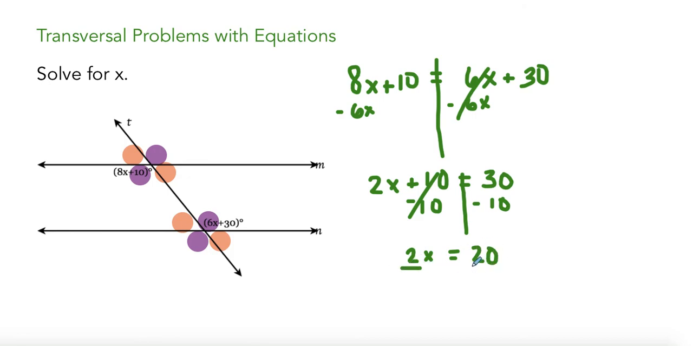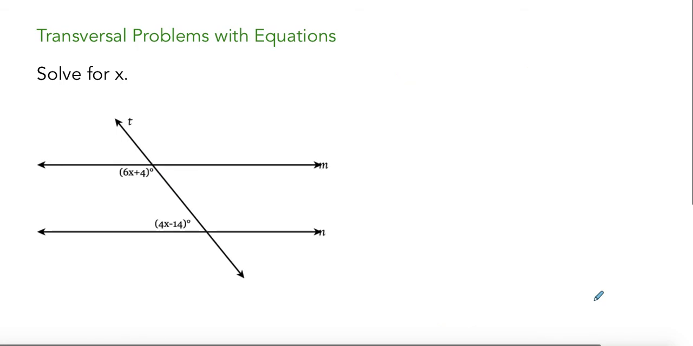We're going to use inverse operations. Instead of multiplying, we're going to divide both sides by 2. So to answer our question, x equals 10. Let's do one last example. We're going to solve for x.